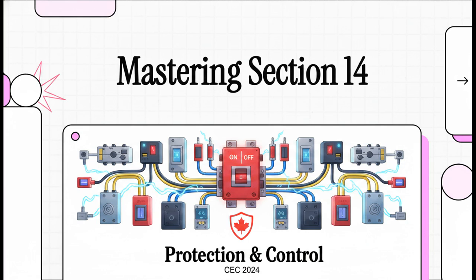If you're putting in the hours to build your career as a construction electrician here in Canada, you already know the Canadian Electrical Code is your absolute ultimate playbook. I'm your host, and today in this explainer, we are going to totally master Section 14 of the CEC 2024. That's Protection and Control. And let me tell you, this section is absolutely critical. It's literally what keeps our job sites safe, it stops our installations from going up in flames, and yes, it is heavily tested on the Red Seal exam. So let's just dive right into this and make sense of it together.